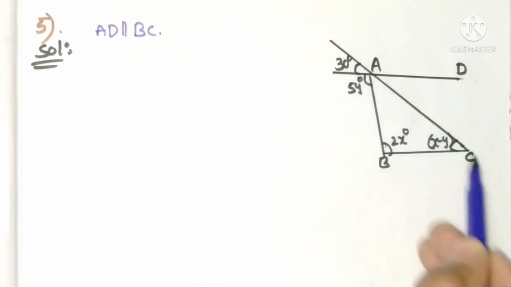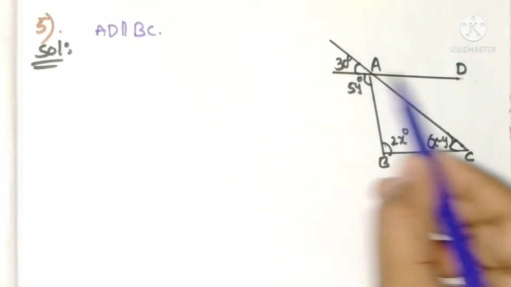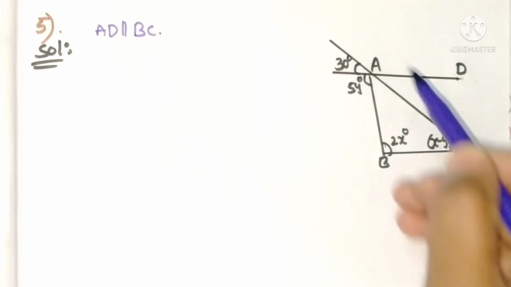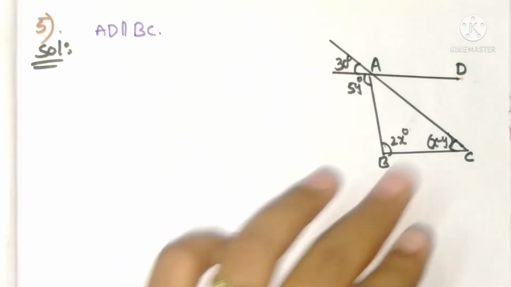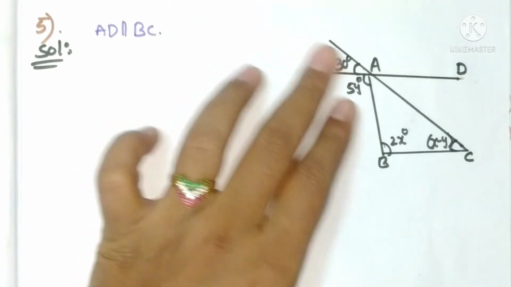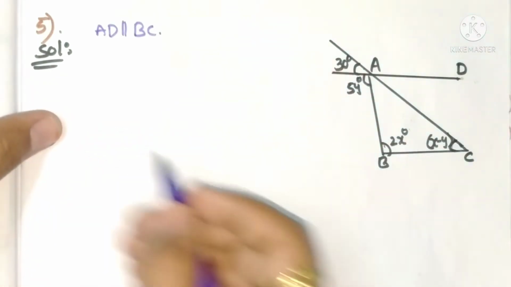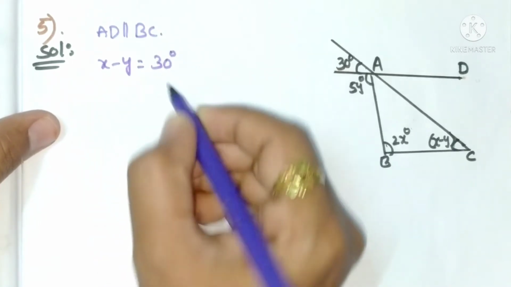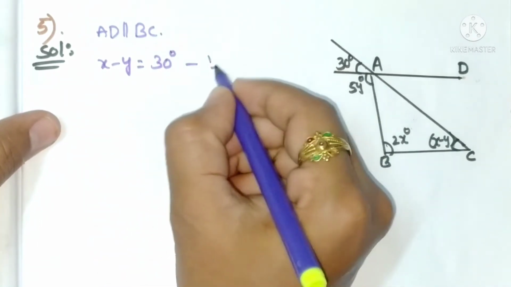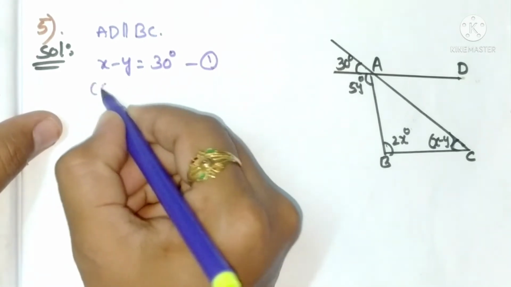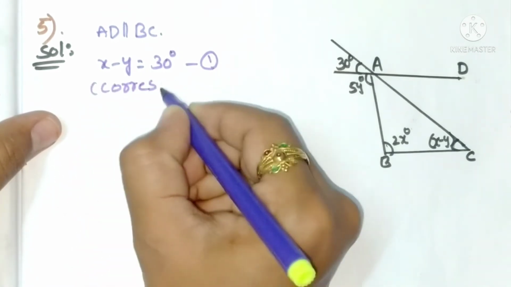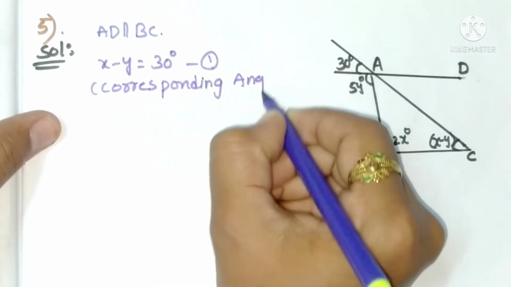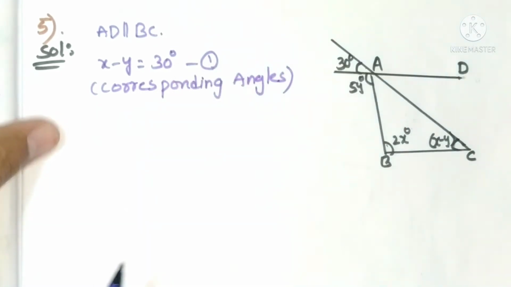See now, this is the transversal line. These two lines are parallel. So this is an interior angle and this is an exterior angle. One exterior and one interior on the same side of the transversal means corresponding angles. So x minus y equals 30 degrees. Let it be 1. The reason here is corresponding angles.